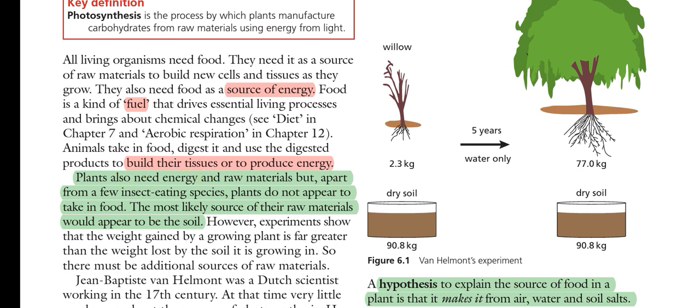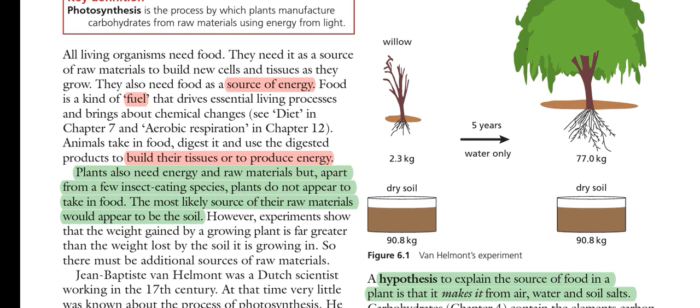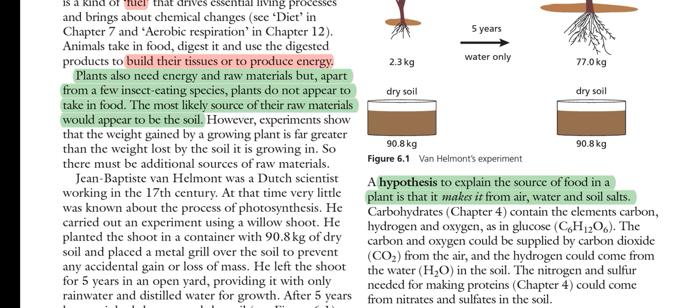Plants also need energy and raw material, but apart from a few insect-eating species, plants do not appear to take in food. The most likely source of their raw materials would appear to be the soil. However, experiments show that the weight gained by a growing plant is far greater than the weight lost by the soil it is growing in. So there must be an additional source of raw material.